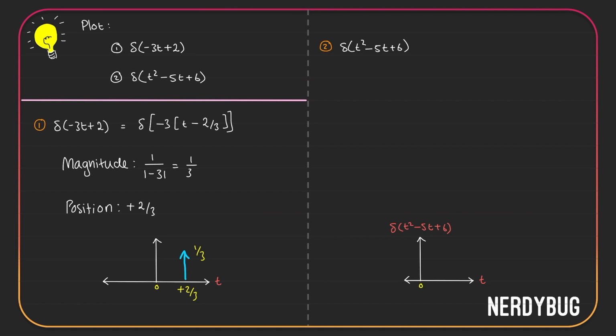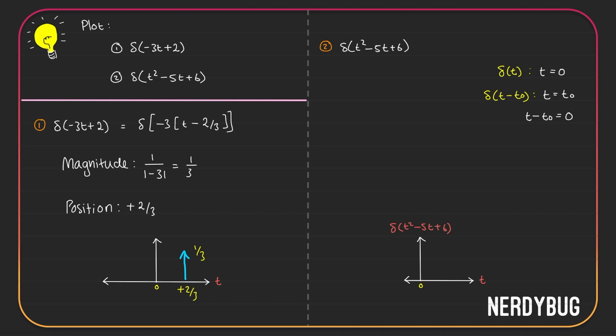The next one is delta of t square minus 5t plus 6. To understand how to solve this, first let's bring back delta of t. Where do you get delta of t? It will be at t equal to 0. Consider a time shifted version of this, delta of t minus t naught. Where will you find this? Obviously at t equals t naught, or you can write at t minus t naught is equal to 0.